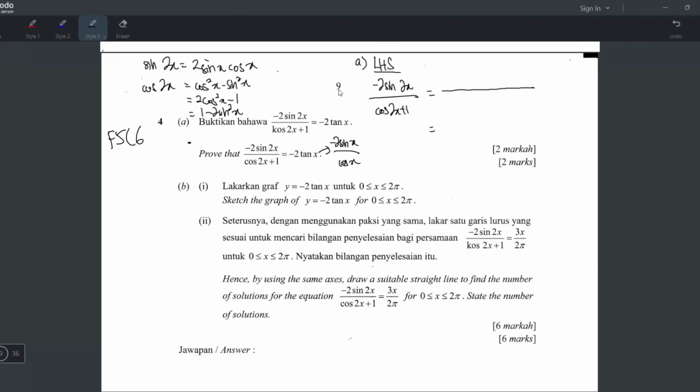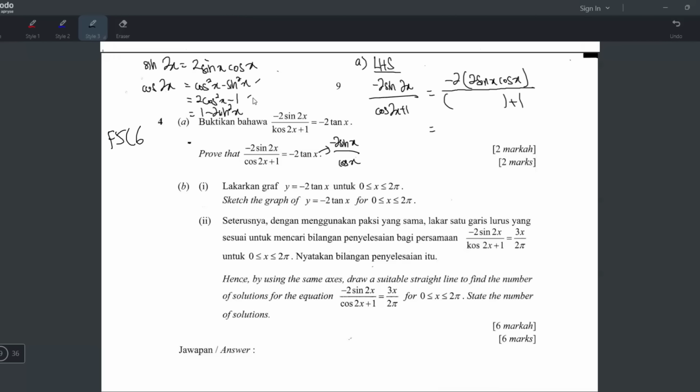Okay, anyways, let's try to change the sine to x. Definitely we have to change, because if you look at the answer you want, it's not 2x, it's just x. So definitely we have to change, right? And there's not much to choose. Sine 2x can only be changed one way, 2 sine x cos x. So I'll just change like that. Now the cos 2x plus 1 definitely has to change also, because I want it to be x, not 2x. So I can use the double angle formula.